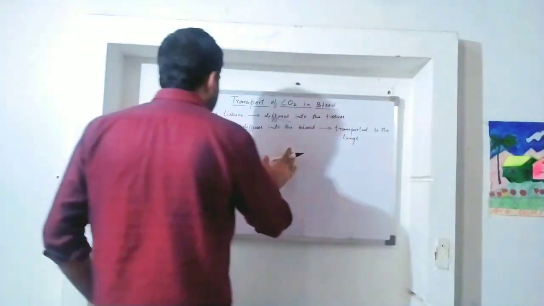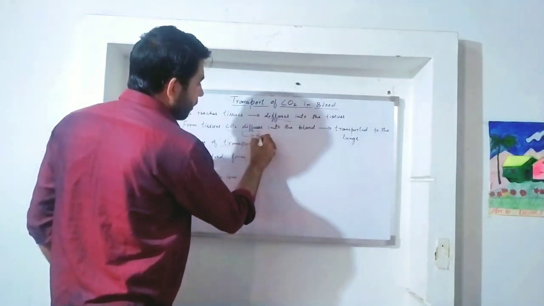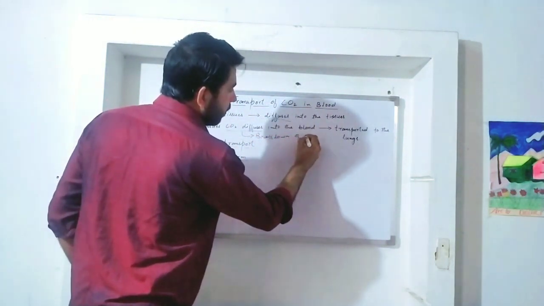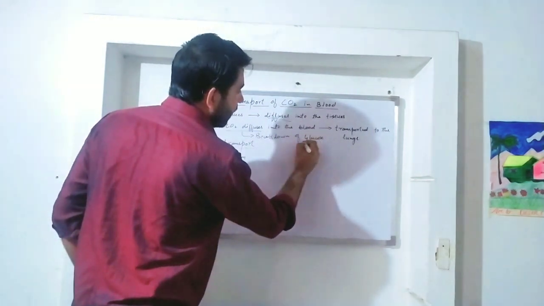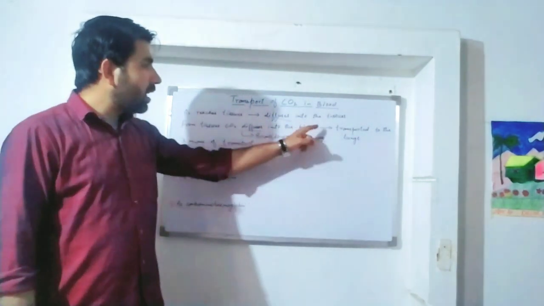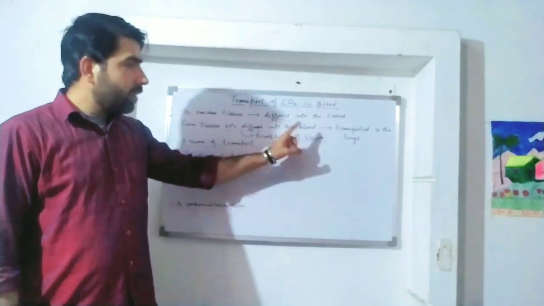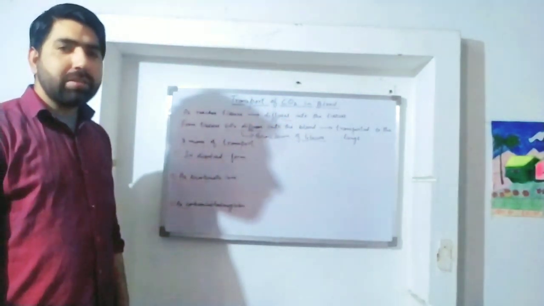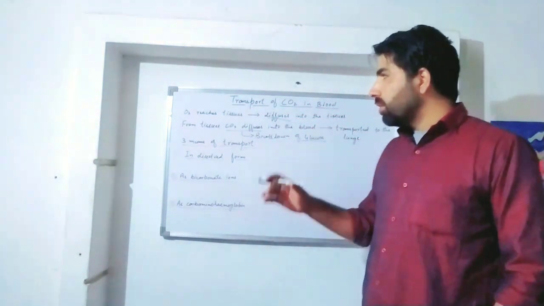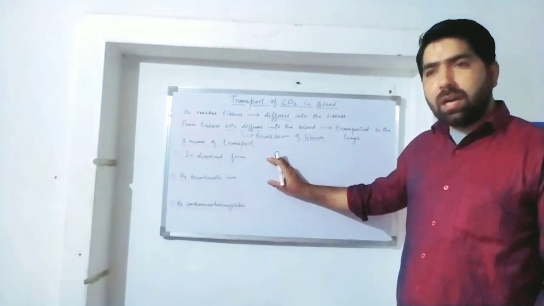The tissues produce carbon dioxide by the breakdown of glucose. By the breakdown of glucose, carbon dioxide is produced, and that carbon dioxide is transported to the lungs through blood. But today we will learn how the carbon dioxide is transported, or by which mechanisms the carbon dioxide is transported from the tissues to the lungs where it is expelled out.